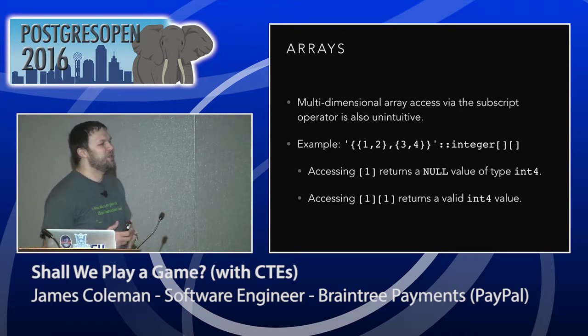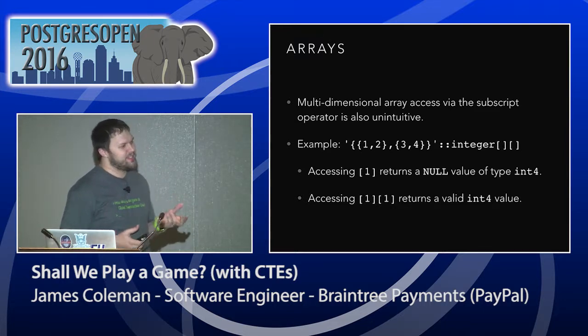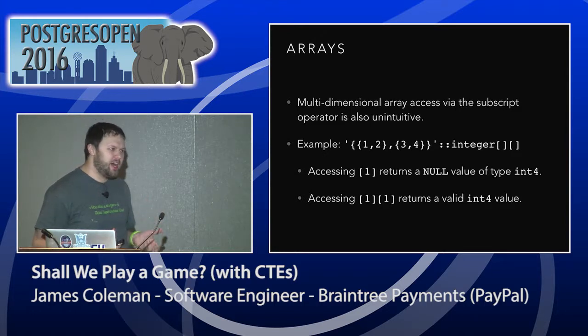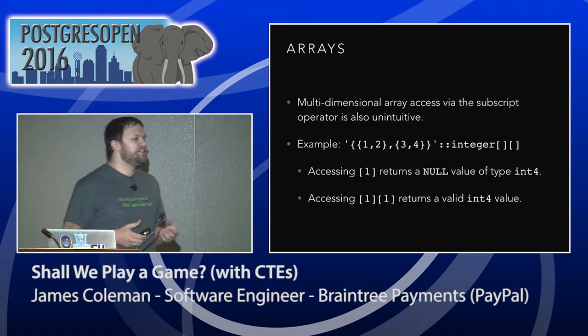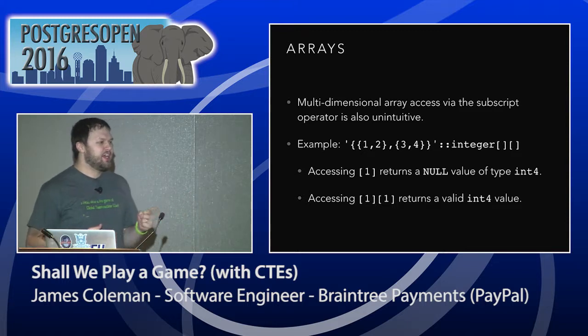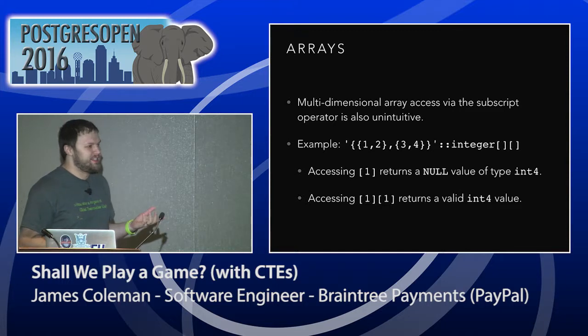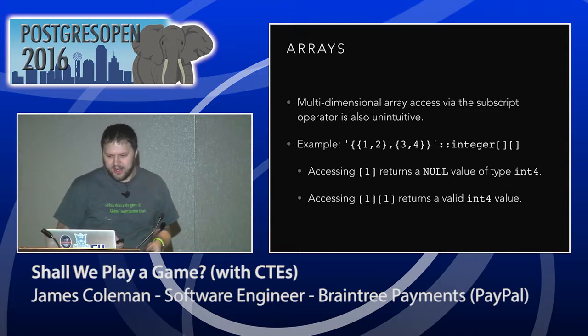Accessing it at index 1 returns a null value of type int4. Now, that is not what I expect, because clearly at index 1 we have an array, not an integer. Even more mystifying, if you access it at index 1 and then index 1 again, you actually do get a valid int4 value, as if you've accessed the array in the nested way that you expect.